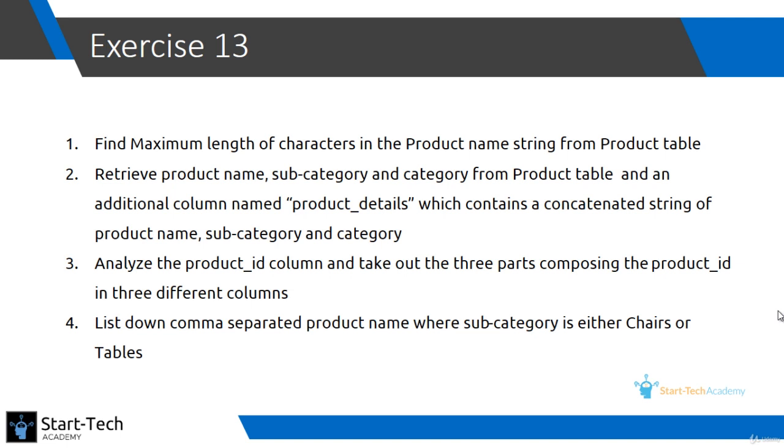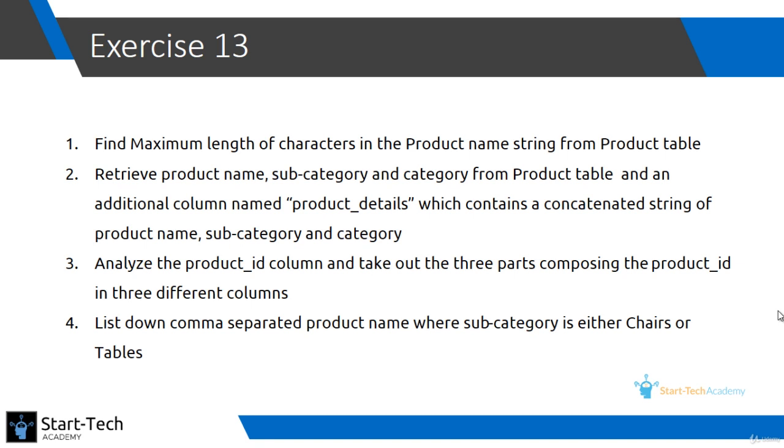In the third activity, if you go and look at the product IDs in your product table, you will see it consists of 3 parts, which is separated by hyphens. Analyze these 3 parts, check the length of all these 3 parts, and separate these 3 parts out. So in your result set, what I want is your first column should be the product ID, the second column should have the first part of the product ID, third column should have the second part of product ID, and fourth column should have the third part of product ID.